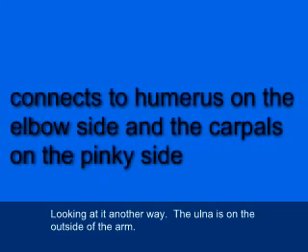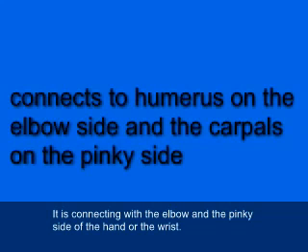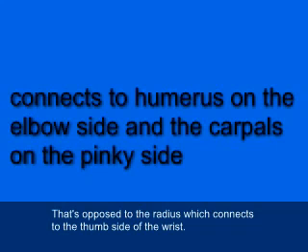Looking at it another way, the ulna is on the outside of the arm. It is connecting with the elbow and the pinky side of the hand or the wrist. That's as opposed to radius, which connects with the thumb side of the wrist.